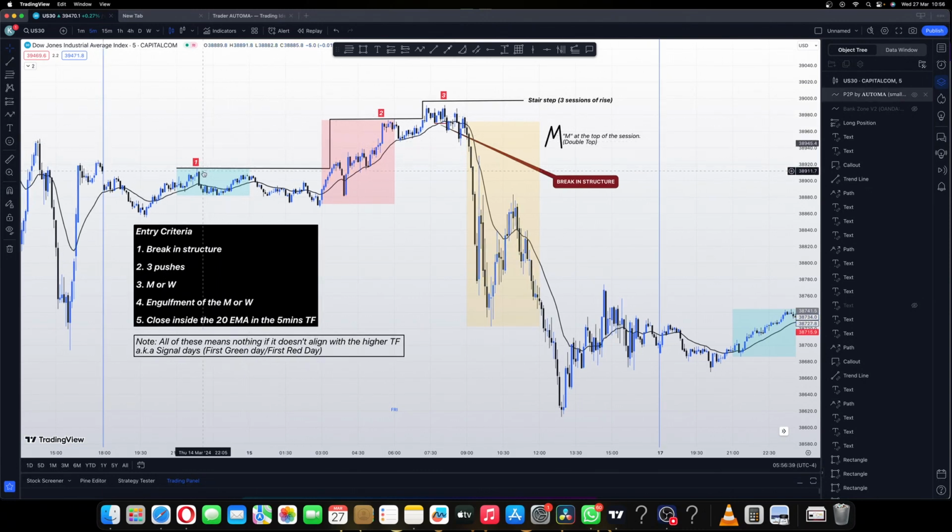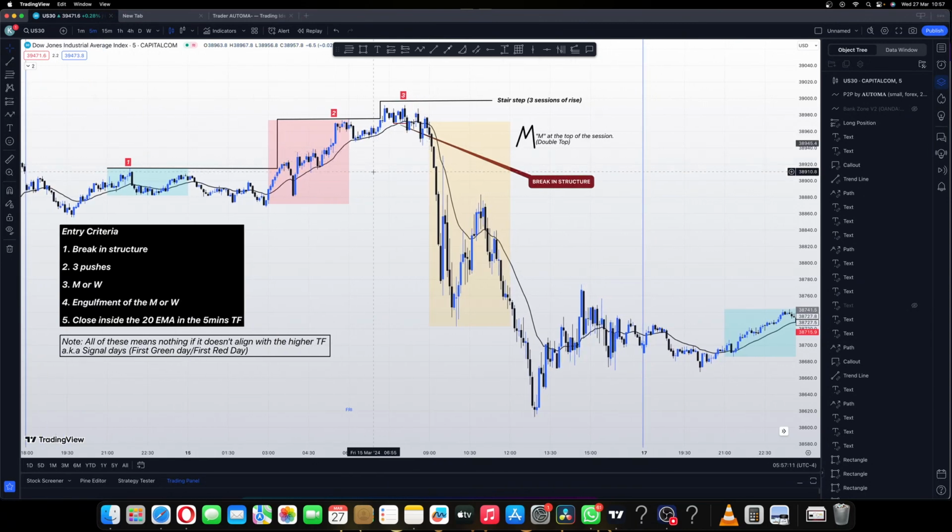Alright, so 3 sessions of rise. At the top, what are we looking for? We're looking for break in structure. It happens here in the gap time. So this break in structure tells us that price is doing higher high, higher low, higher high, higher low, higher high, lower low. Now it means that's giving us our first trigger. We are ready to start going down. Guys, we are ready to start going down.